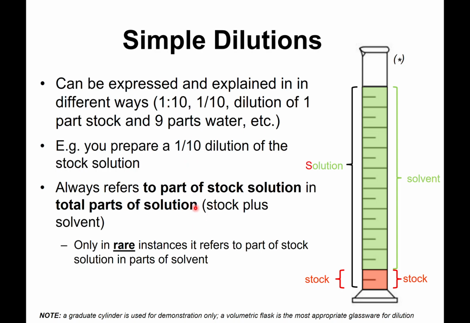In some rare instances, when you find this with the two dots, this might mean 1 part of stock, 10 parts of solvent. But in general, please remember this definition. In general, the first number here, the numerator, refers always to the parts of stock solution you're taking. And the second one, the total parts of solution, which would include the additional solvent and that part of stock solution that you have added to this.